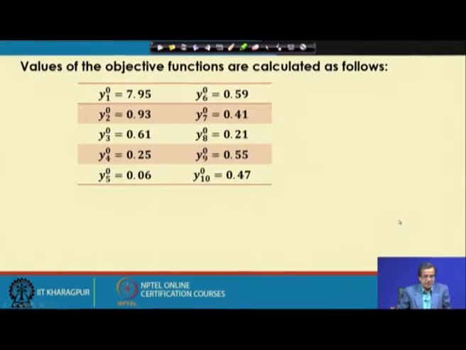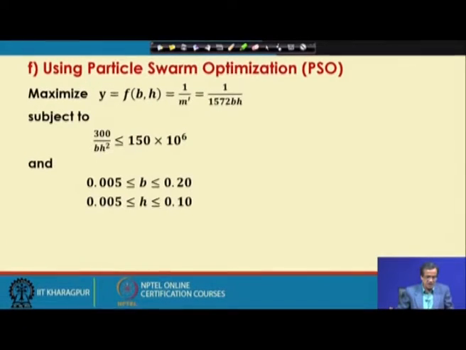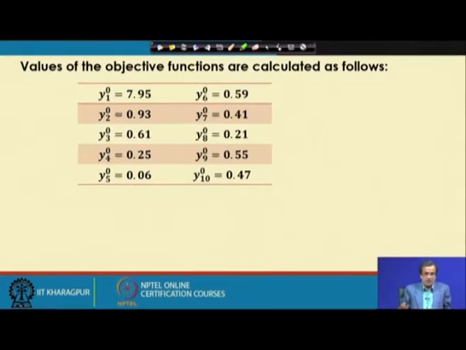optimal solution. Now, once you have got the values of the design variables B and H, if I substitute them in the expression of the objective function, that is y equals 1 divided by 1572 B H, then I will be able to calculate what should be the values for the objective function.